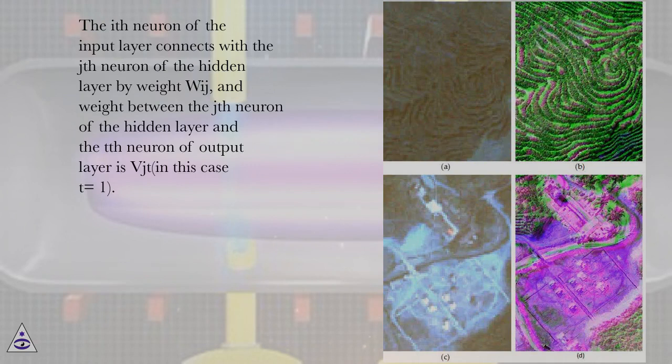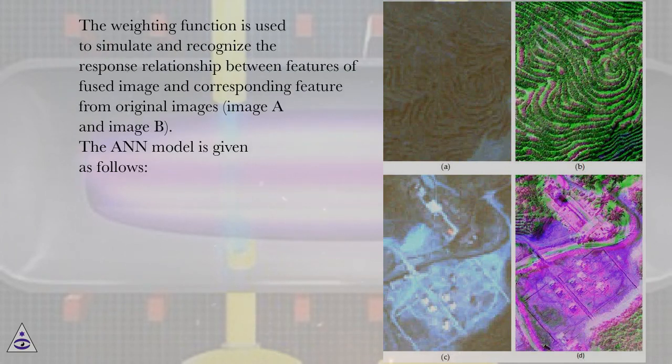The ith neuron of the input layer connects with the jth neuron of the hidden layer by weight w_ij, and the weight between the jth neuron of the hidden layer and the tth neuron of the output layer is v_jt, in this case t equals 1. The weighting function is used to simulate and recognize the response relationship between features of the fused image and the corresponding feature from the original images, image A and image B. The ANN model is given as follows.